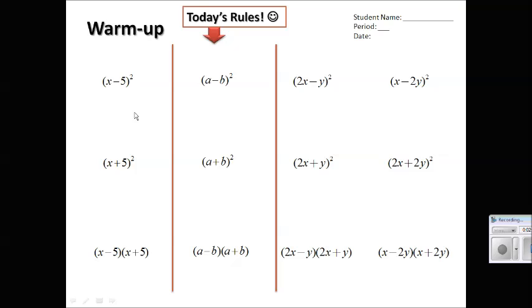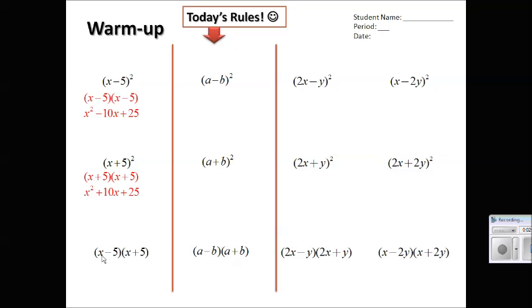So let's start with this one. We wrote it out as x minus 5 times x minus 5. And then you have to distribute x to the x, to the negative 5, to the x, negative 5 to the negative 5. And when you simplify, the negative 5x's combine to make a negative 10x. Try this one. It's x plus 5, you distribute, and when you combine the plus 5x and the plus 5x, you get 10x in the middle.